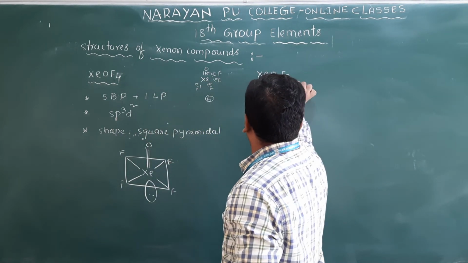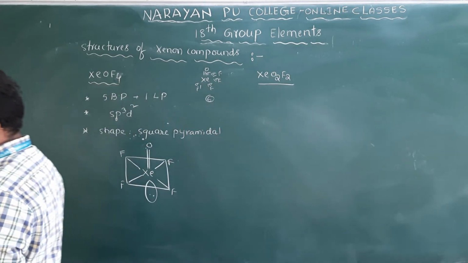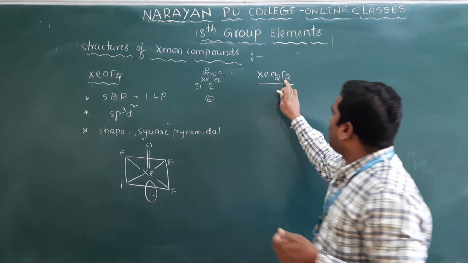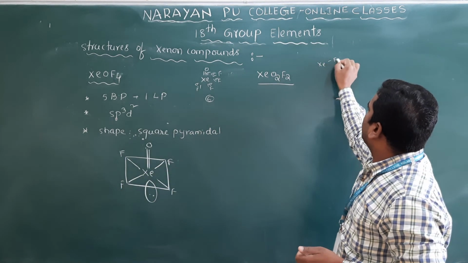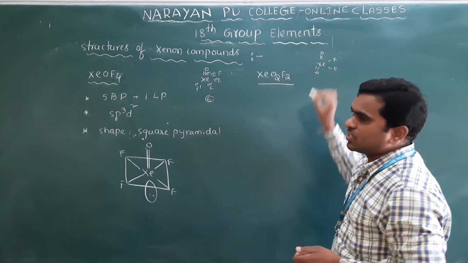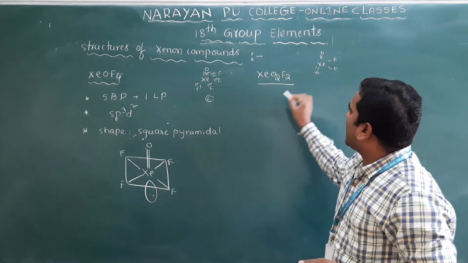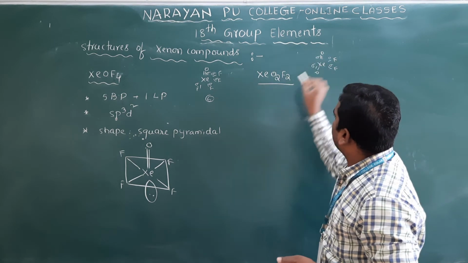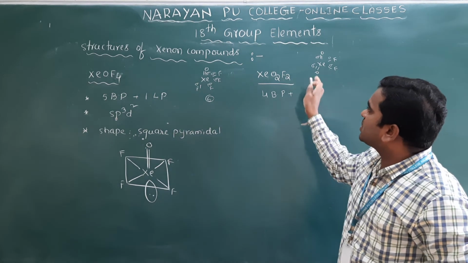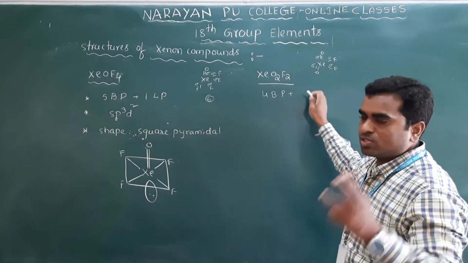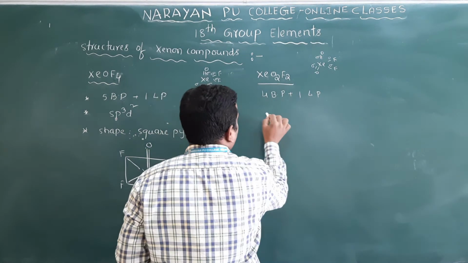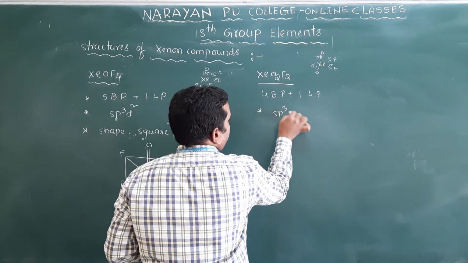XeO2F2. So if you take here XeO2F2, you see xenon forming how many bonds? Xenon is forming here with 2 fluorines and 2 oxygens. So how many bonds? 1, 2, 3, 4, 5, 6. Totally 6 bonds. But how many bond pairs are there? 4 bond pairs. And how many lone pairs? When it is forming 6 bonds, 1 lone pair will be there. So 4 plus 1, 5. What is the hybridization? sp3d.